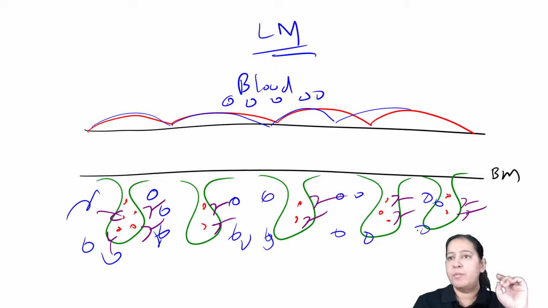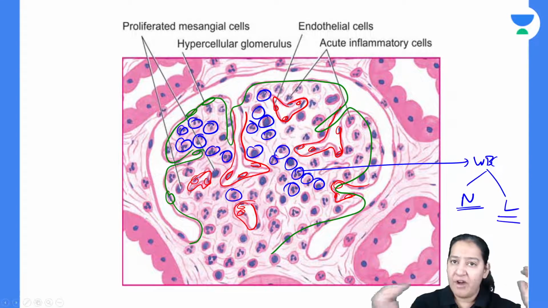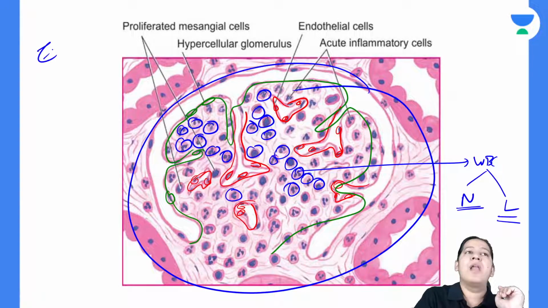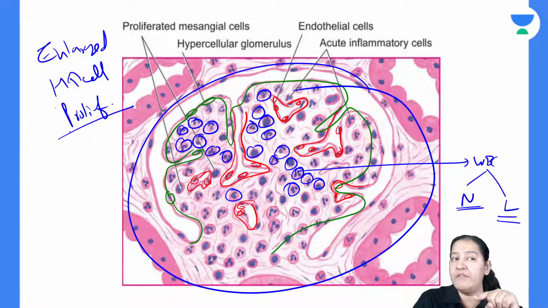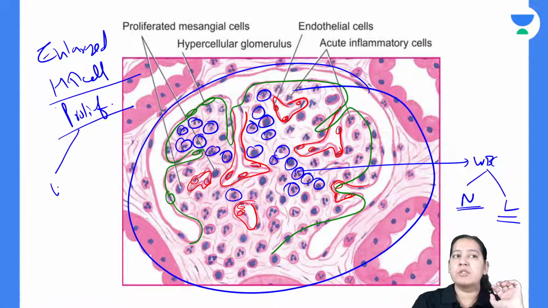So on light microscopy, we are unable to see these antigen antibody complexes. We are able to see these WBCs. This is the diagram. Can you see multiple WBCs? Because of the entry of multiple WBCs inside the glomerulus, the glomerulus is enlarged in size, number one. It is hypercellular, number two, or it is proliferative. Proliferative means cellularity. So it is a hypercellular, proliferative, enlarged glomerulus, and the cellularity is because of leukocytes, mainly neutrophils and lymphocytes.